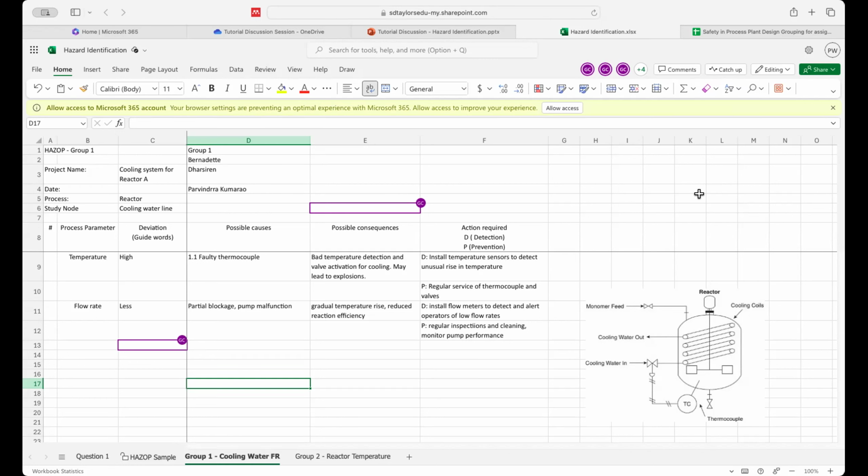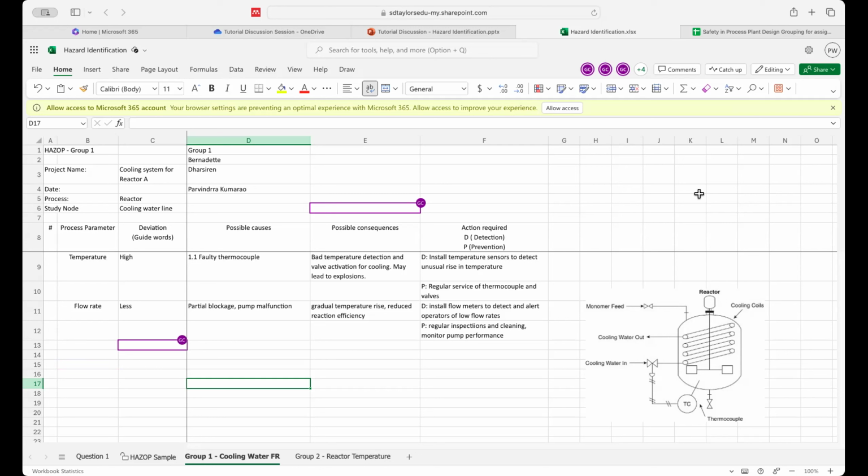And the action required for detection is to install temperature sensors to detect an unusual rise in temperature, and the prevention is regular service of the thermocouple and valves so that the automated system works properly.